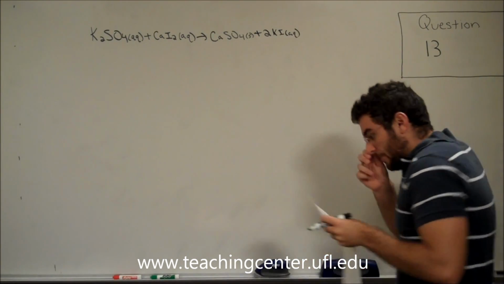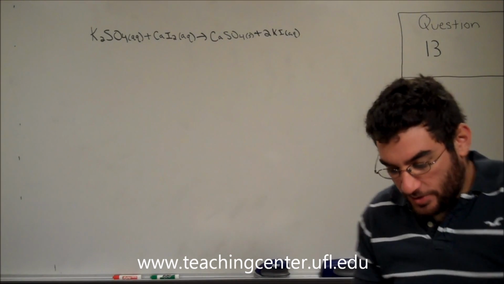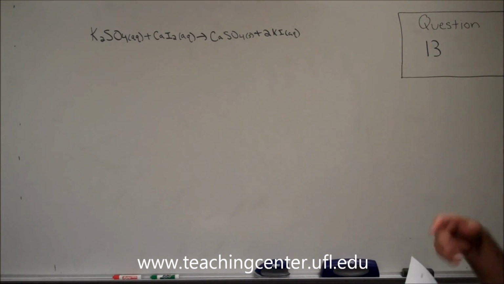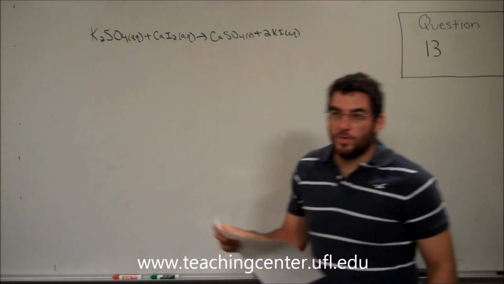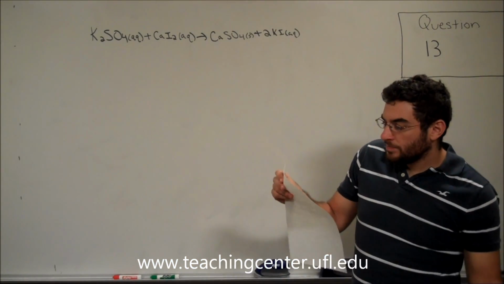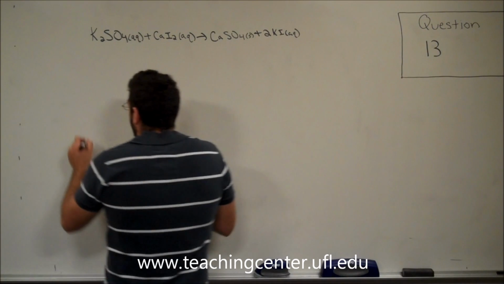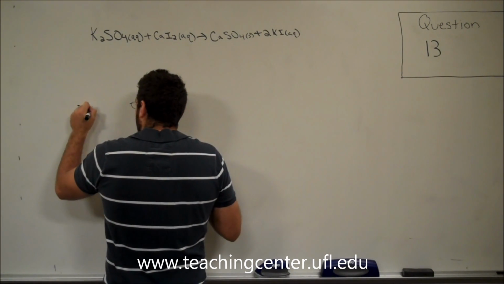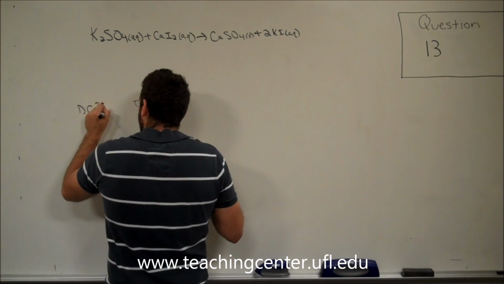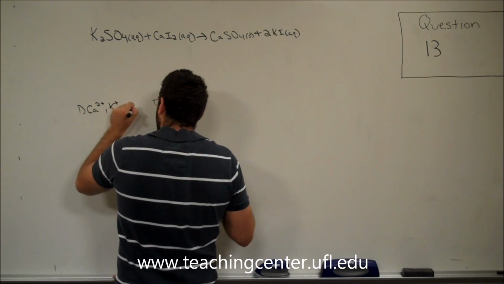Okay, so there's two different ways to look at this type of question. There's a few different ones. You could do a net ionic equation, or one way a lot of students like to do this is they like to look at the answer choices. So let me write the answer choices down for you on the board.